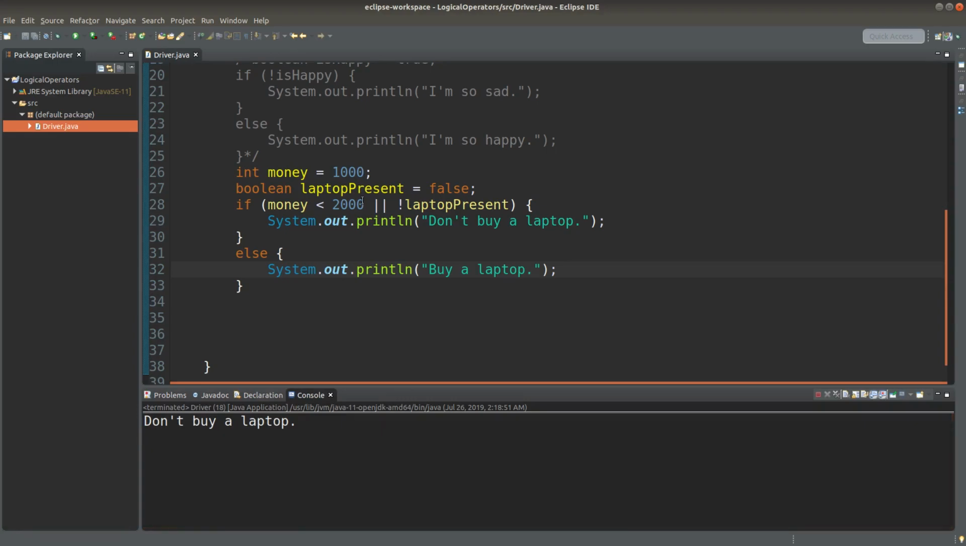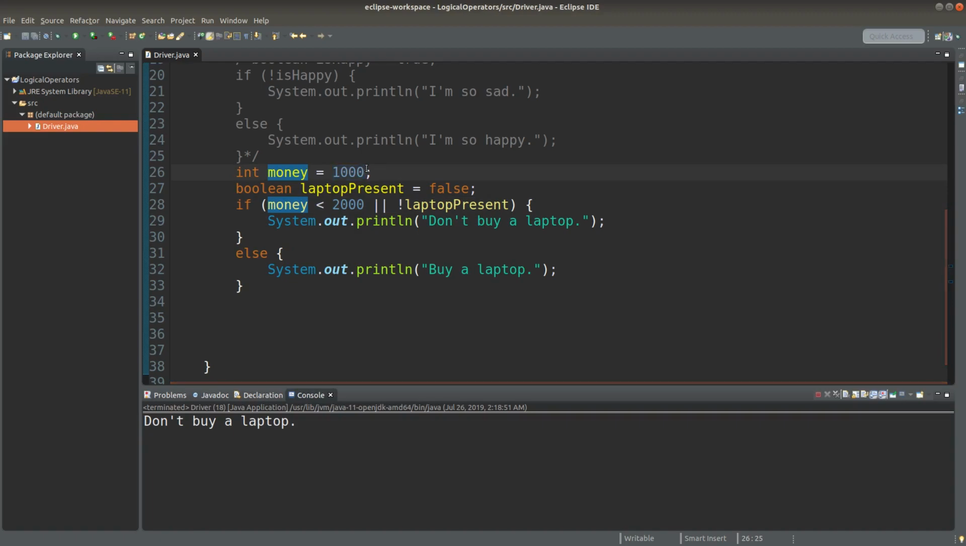because my money is not sufficient to buy a new laptop. I just have quite a few amount of dollars instead of the required amount, which is $2,000. So when I have not enough money, I can't buy a new laptop.